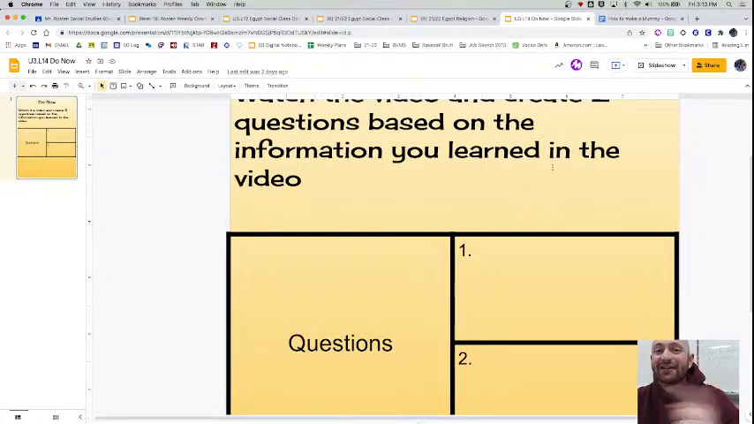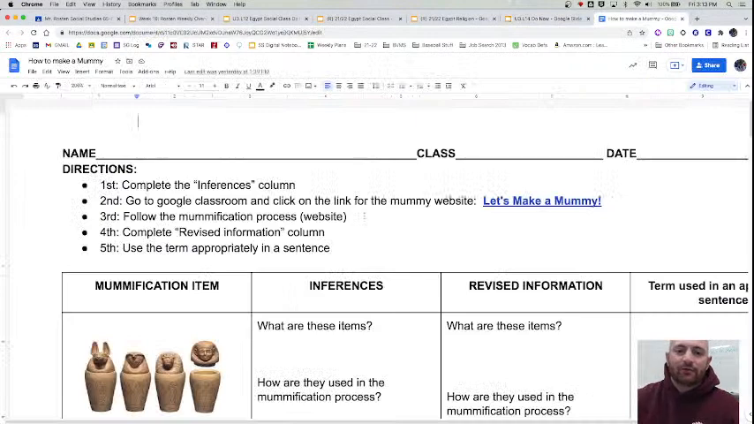So what we're going to do next week after we finish our second mummification lesson is we're going to go back and answer the questions. Okay? So how to make a mummy. What did we do?